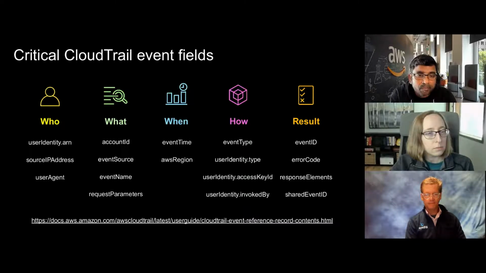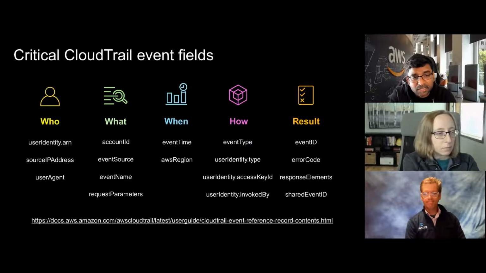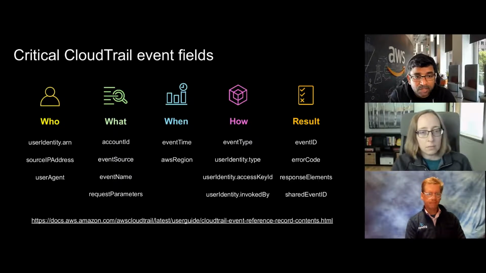Then the date field is about when that event happened. The event time records all events in Coordinated Universal Time, UTC, so that we have a standard across all different AWS regions. It also identifies in which AWS region the event was invoked. The other data is how the event is invoked, like what kind of event type, whether it is an API call or a console action, and what the user identity type is. And finally, the result. What is the end result of the event? Was the event successful, or did it return an error code, for example because the credentials used for the event do not have the authority?